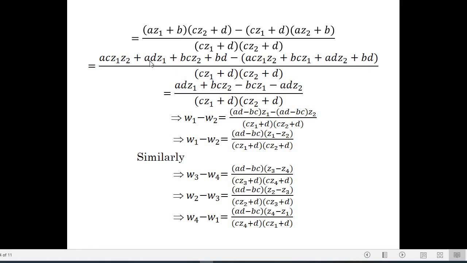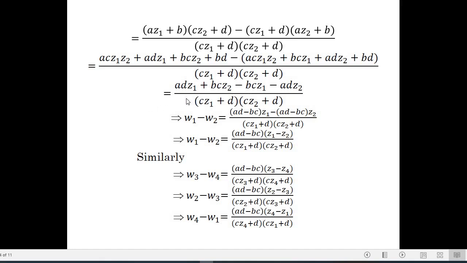Multiply by minus, and if you observe, ACZ1Z2 minus ACZ1Z2, these two terms get cancelled. Similarly, plus BD minus BD, these two terms get cancelled. What are the remaining terms? ADZ1 plus BCZ2 minus BCZ1 minus ADZ2, divided by, write the denominator factors as it is. Do not multiply the denominator factors, we just multiply the numerator factors and simplify.